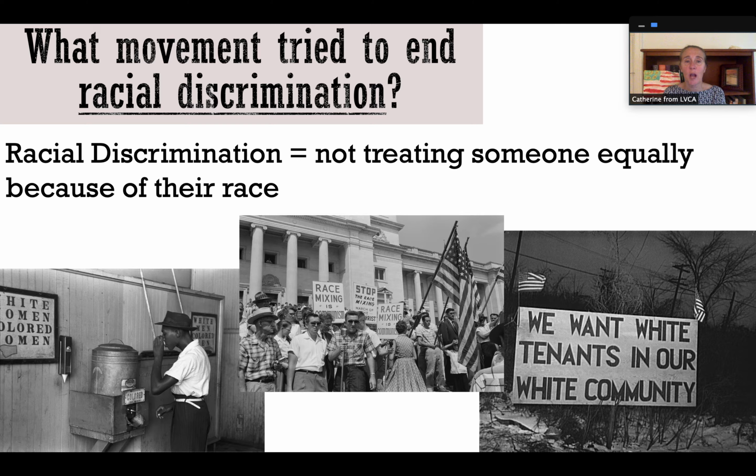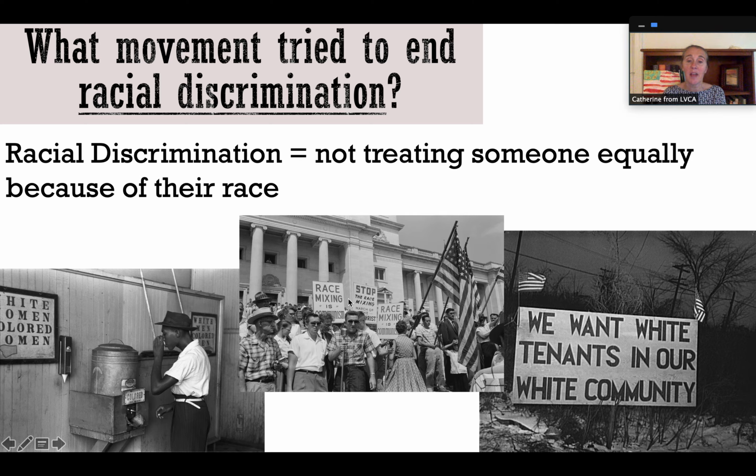What movement tried to end racial discrimination? First, we're going to define racial discrimination. It means not treating someone equally because of their race. So, for example, in many parts of the United States, there was a time where they would say white people can use certain bathrooms or certain water fountains, and they used the term colored to mean somebody who was black or African American. People had to use separate water fountains and separate bathrooms.